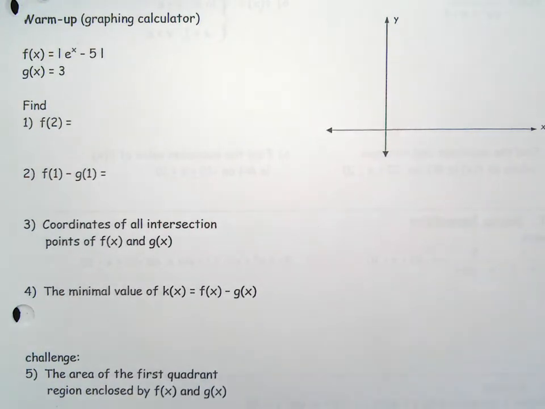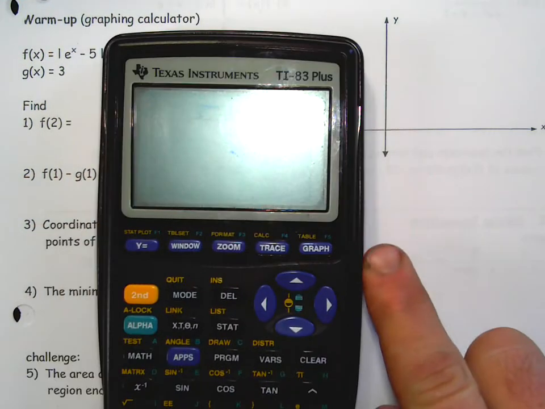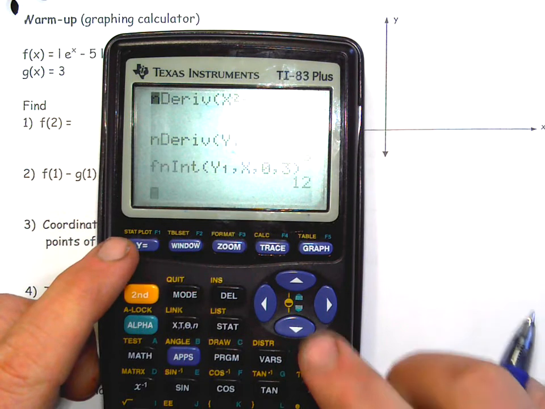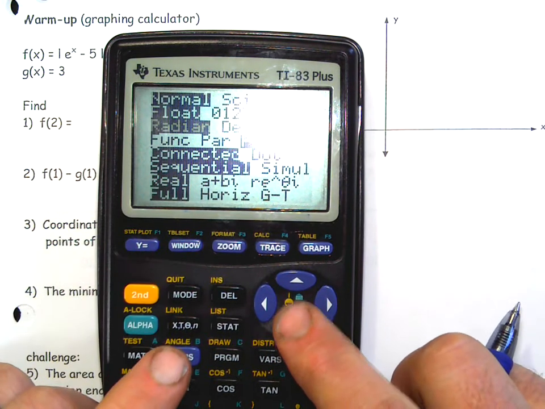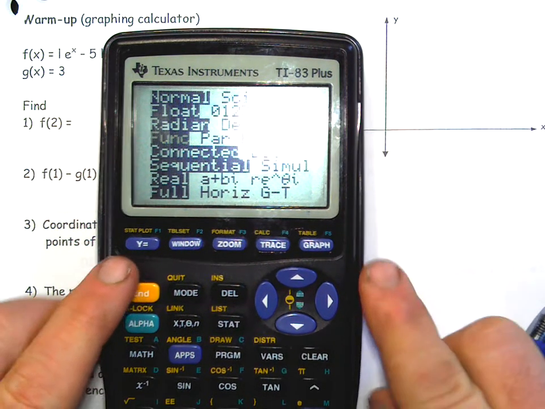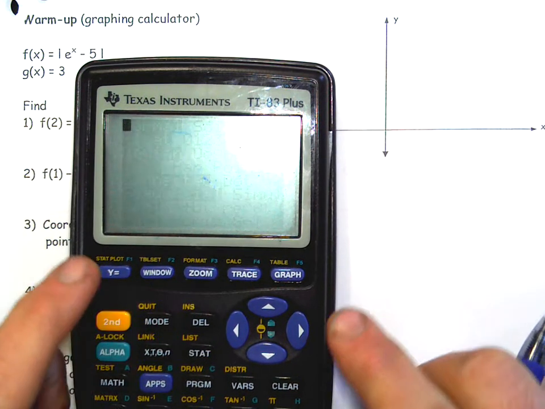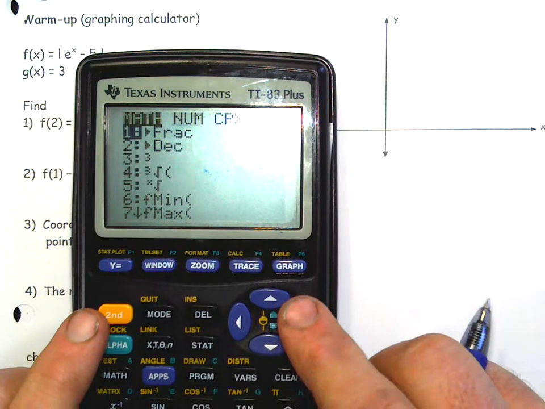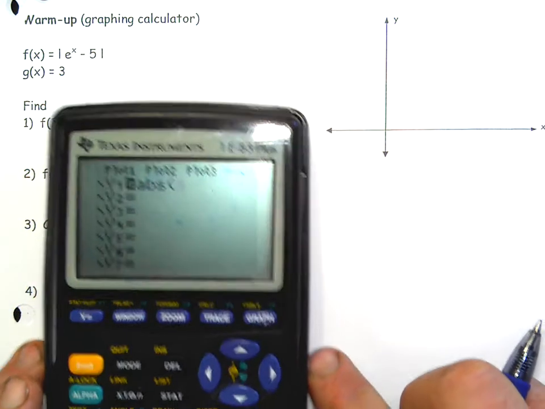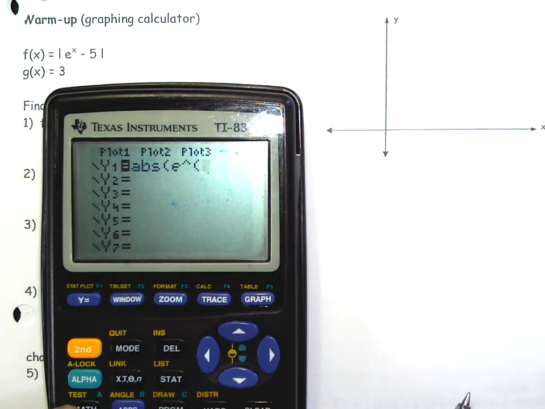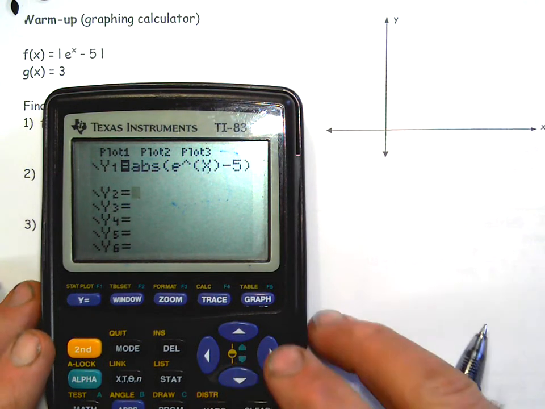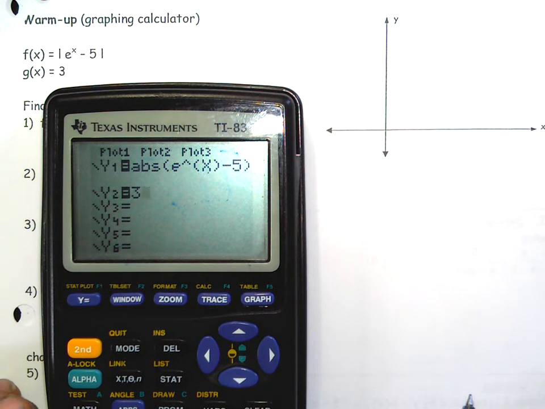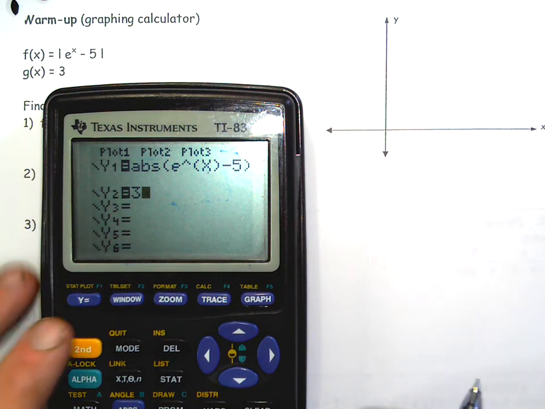So first thing, let's see, you might go ahead and enter these equations into your Y menu. Got to change it back to function mode after going over the homework. So math, num, ABS, on my calculator is how I get absolute values. E to the x minus 5, close the absolute values, and the other one is just a horizontal line, y equals 3. Okay.